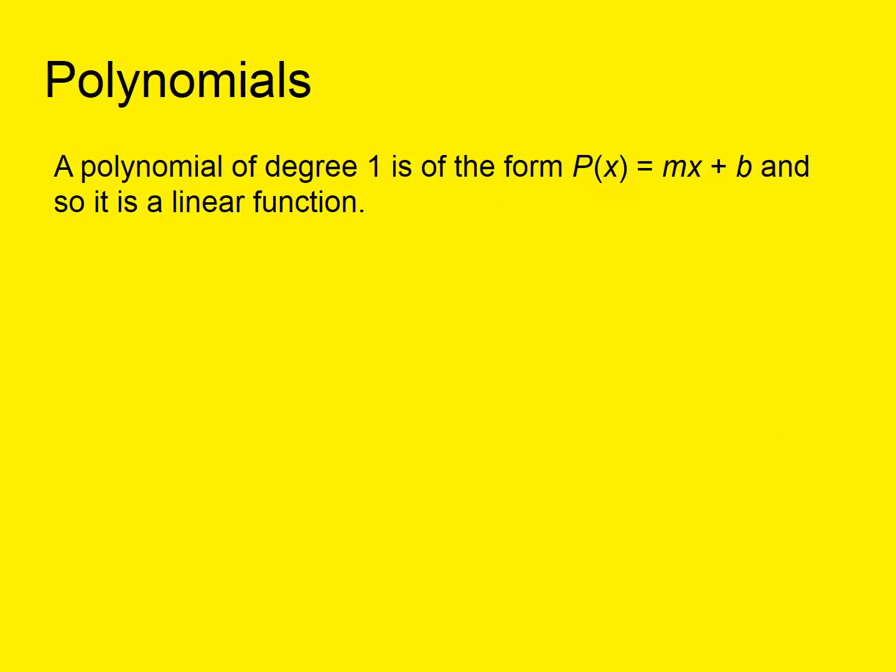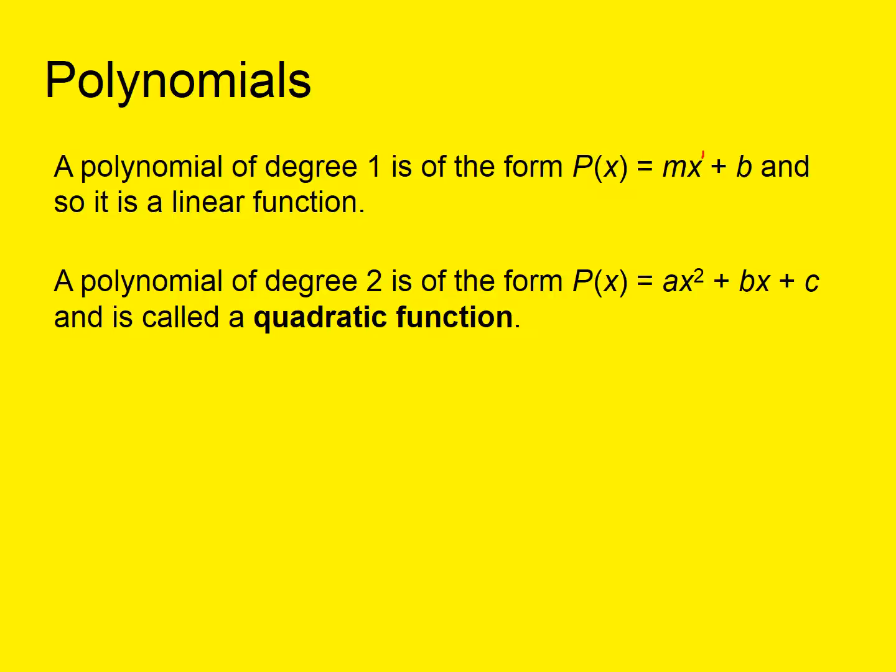A polynomial of degree 1 is of the form p of x equals mx plus b, and so it is a linear function. If it is of degree 2, that is, if it has the form p of x equals ax squared plus bx plus c, it is called a quadratic function. Never mind the true meaning of the root quad.